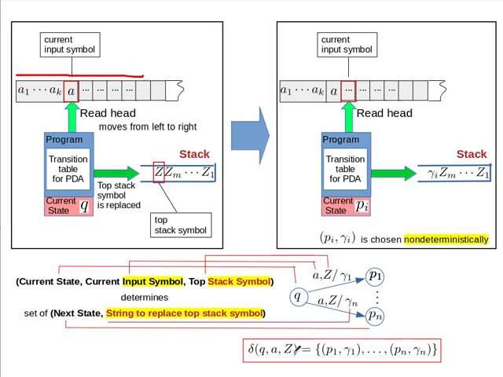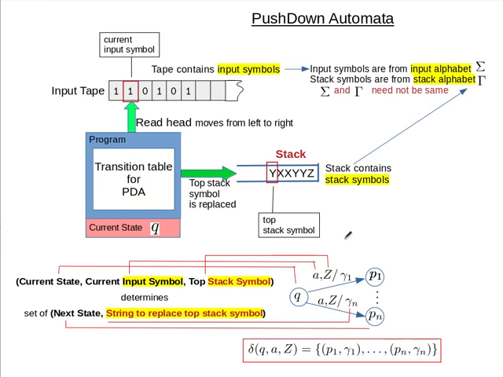And now if you have a transition function which says that this thing is this set, that means non-deterministically, first of all, it takes one of these. So you take some pi, gamma I, non-deterministically from this. And what is this gamma I? This is a string over the stack symbols, so over this stack alphabet. This small gamma I is a string over this stack alphabet, this capital gamma.